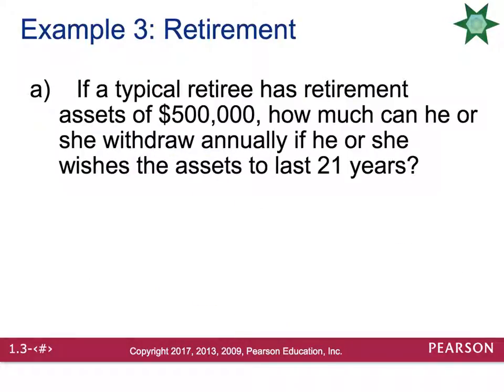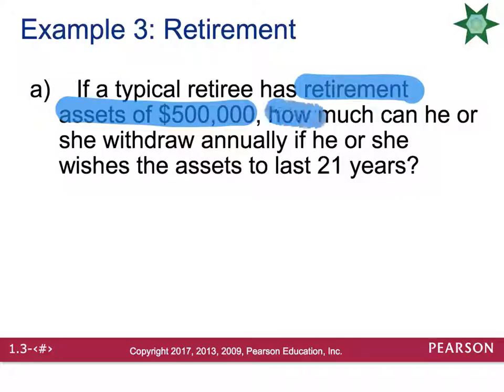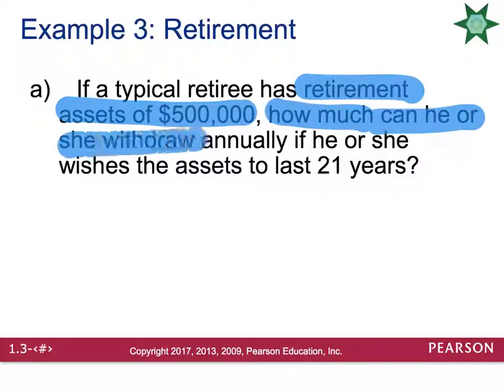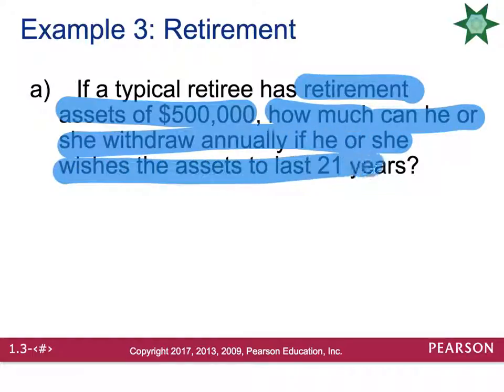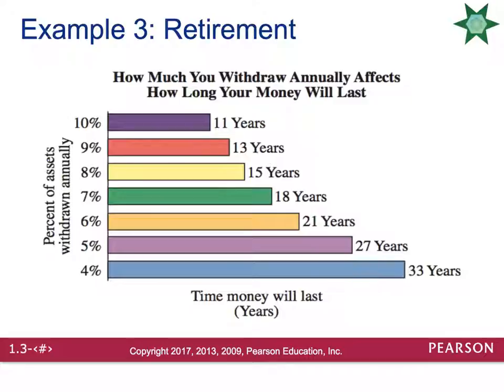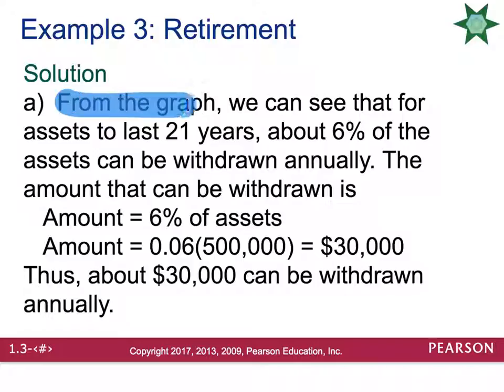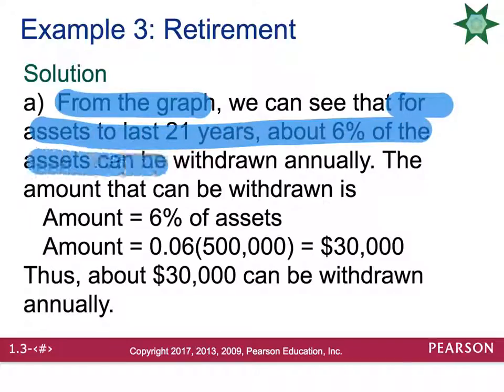Okay, so if a typical retiree has retirement assets of $500,000, how much can he or she withdraw annually if he or she wishes the assets to last 21 years? So if you want the money to last for 21 years, how much can you take out? So we go back to our table and we look at 21 years, because that's how long we want our money to last. And that says we can take out 6%. So we're going to take out 6% of our money every year, and that will give us the 21 years that we need. So from the graph, for assets to last 21 years, about 6% of the assets can be withdrawn annually.